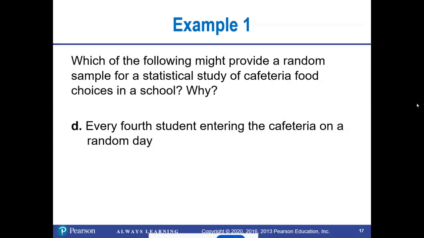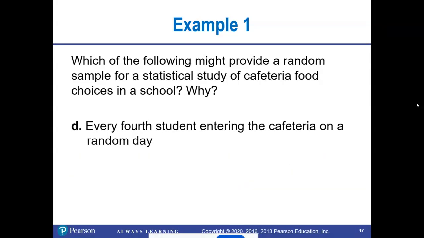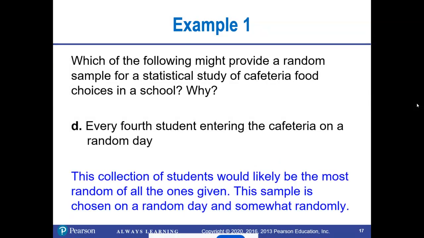Okay, what about this next scenario? Every fourth student entering the cafeteria on a random day. So back here, it was on a given day. This one is a random day. So yeah, this scenario is the most random of all the ones given because the sample is chosen on a random day, and then choosing every fourth student is somewhat random as well.